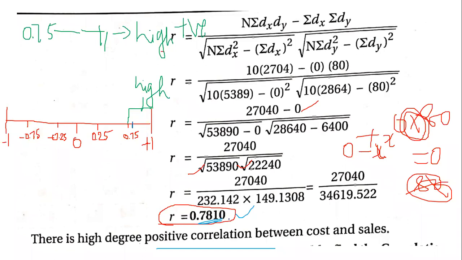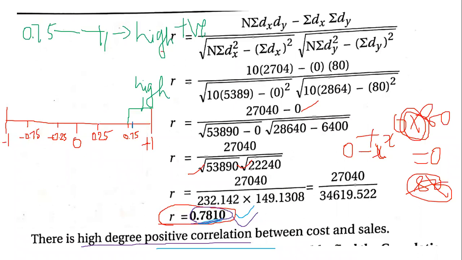Now, if you see the answer here, it is 0.7810, which lies after 0.75. So this has a high degree positive correlation. That is all you have to do for the analysis. Okay. Now this was high. Now let us understand the next benchmark.